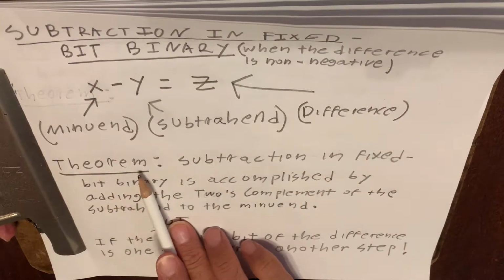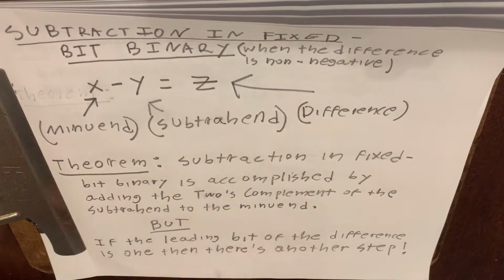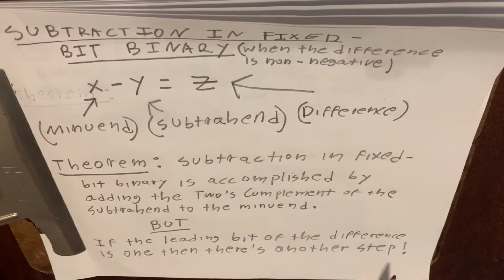We have a theorem that says subtraction in fixed-bit binary is accomplished by adding the 2's complement of the subtrahend to the minuend. But if the leading bit of the difference is 1, then there's another step. I'll spill the beans: if the leading bit of the difference is 1, that tells us that the difference is actually a negative number, and we have to decode that by taking the 2's complement of the difference yet again.